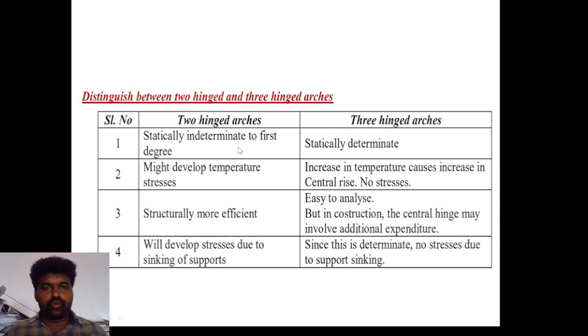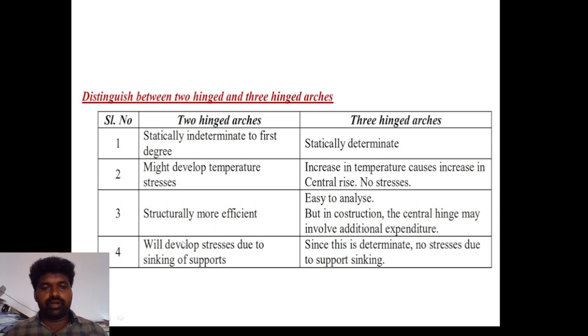This is the difference between two-hinged and three-hinged arches. Two-hinged arches are statically indeterminate to the first degree and three-hinged arches are statically determinate. Might develop temperature stresses. Increase in temperature causes increase in central stress. Structurally more efficient, easy to analyze, but in construction, for three-hinged arches, the central hinge may involve additional expenditure.